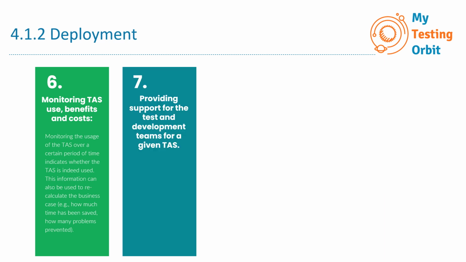Number seven, providing support for the test and development teams for a given TAS. Think of this as having someone's back. Providing support for the test and development teams using the TAS means being there to help them out with any questions, issues, or challenges they face while working with the TAS. It's like having a trusty friend who has got your tech troubles covered.